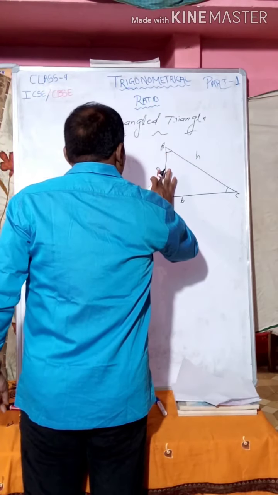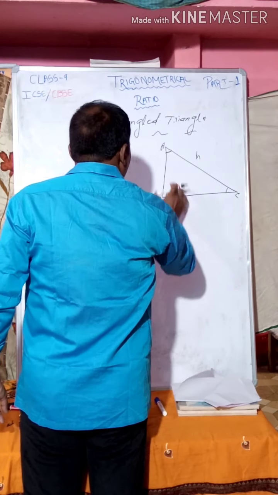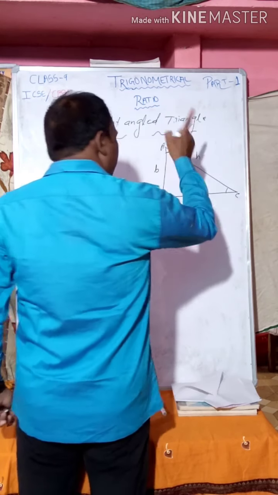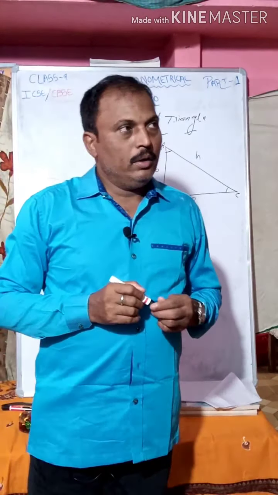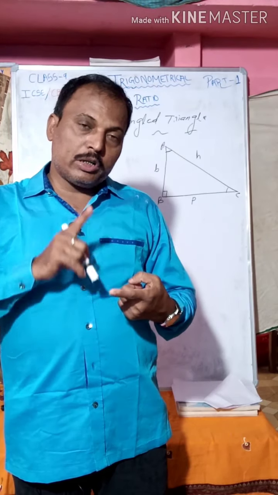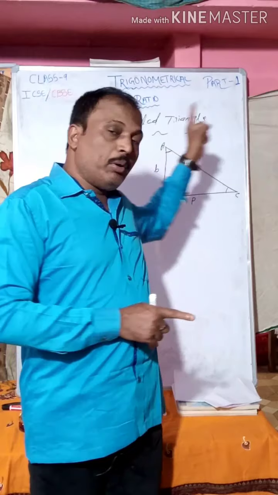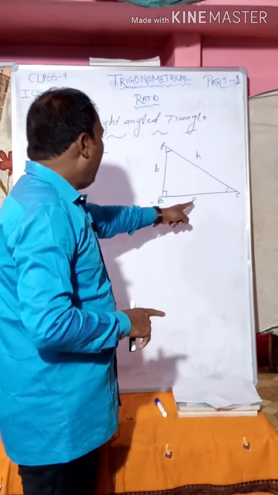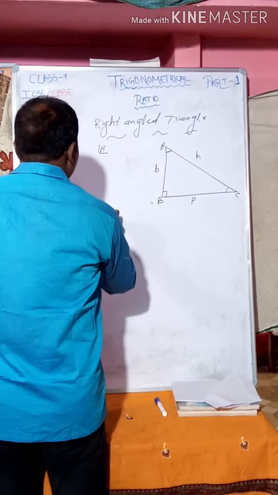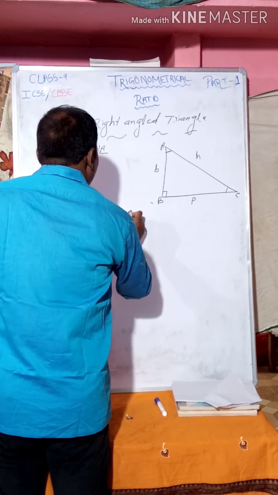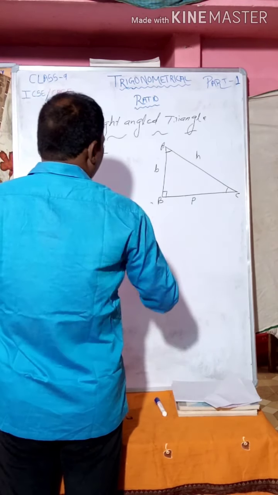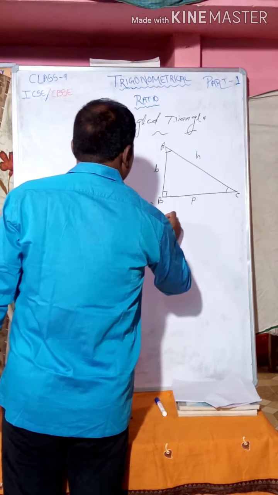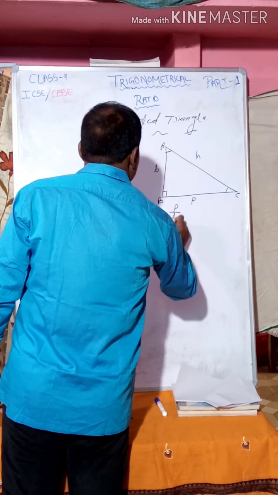So for angle A, it will not be P. The side opposite to the angle is always P and the other side is B. H is definite: the side opposite to the right angle must be H. But whichever acute angle we take, the side opposite to that angle is P, and the other side is B. So sin A is equal to P by H, BC upon AC, that is equal to P by H.